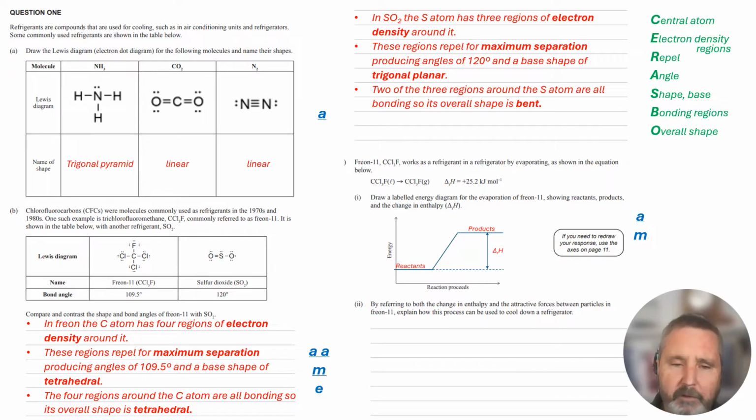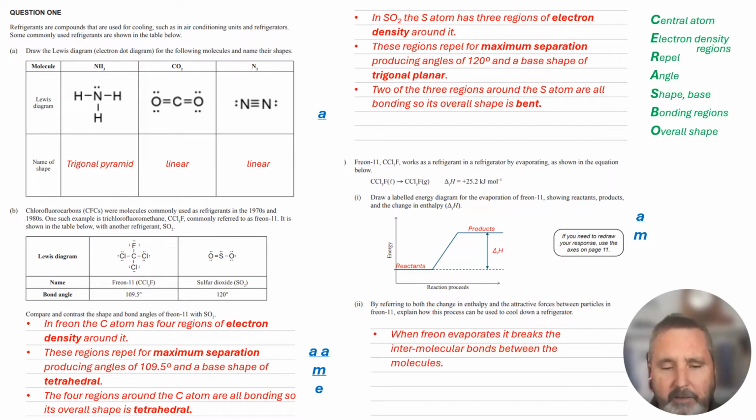So in this case, the difference between a liquid and a gas is the gas has no bonds between its molecules, but a liquid does have intermolecular bonding between them. So the change here is you have broken bonds, and because you broke bonds, this is going to absorb energy. So we need to clearly state that. When Freon evaporates, it breaks the intermolecular bonds between the molecules. Statement number 1.